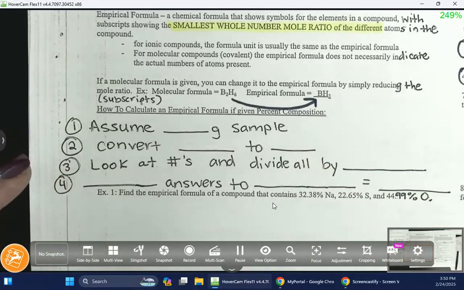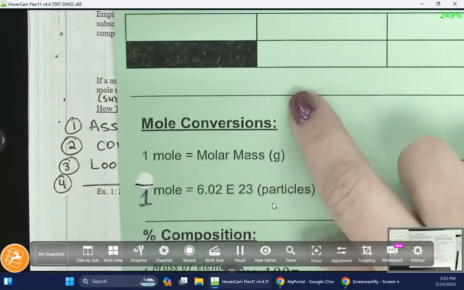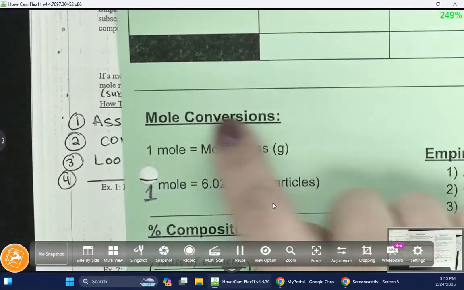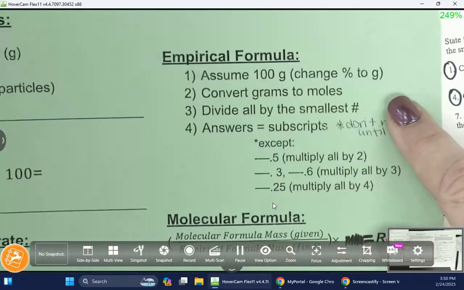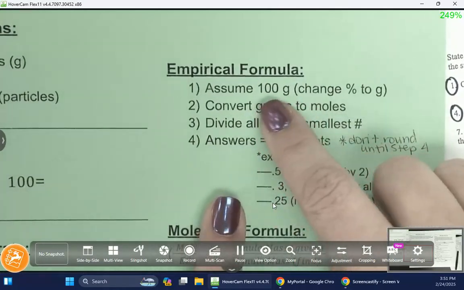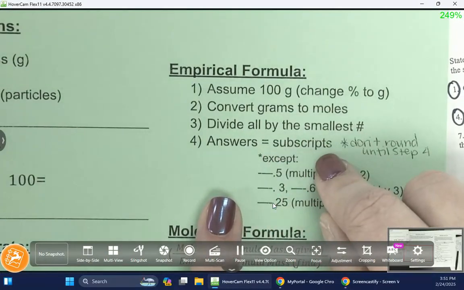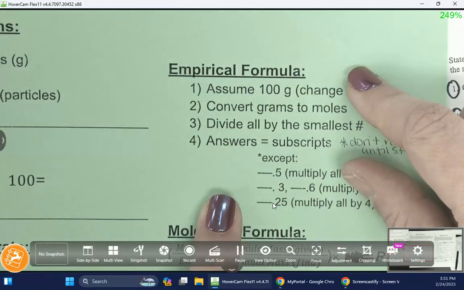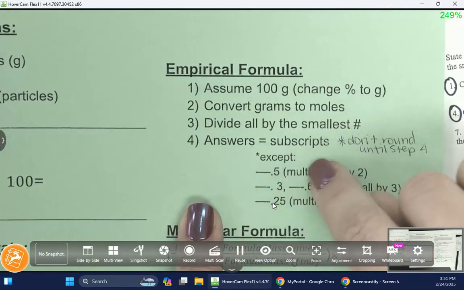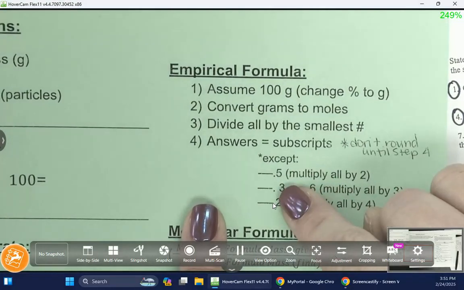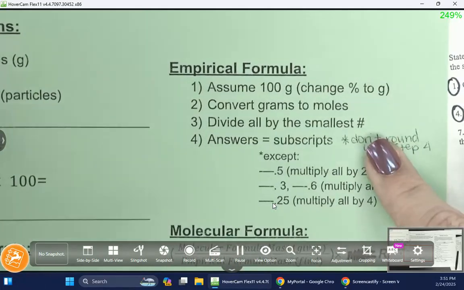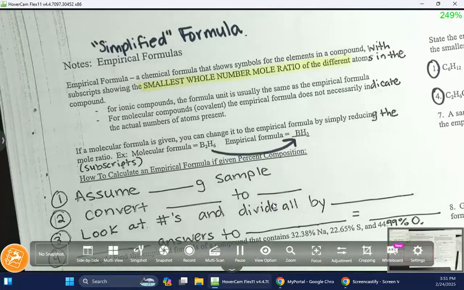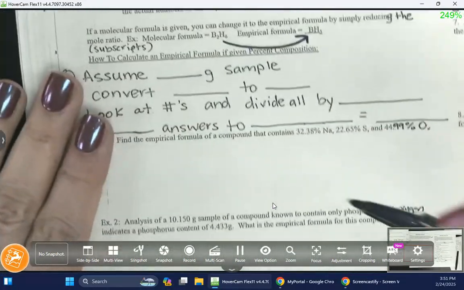So take a look at your green page real quick because I wanted to point out where you have some information on here. You have your mole conversions here that we've been working on. We're going to be using this one a lot today. But empirical formula is listed right here. For empirical formula, these are the steps that we're going to end up writing down, so I wanted to make sure that you knew you had this. And then you see this little exception. When we get to the question that has the exception, that's what we'll refer to. So, the steps to figure out an empirical formula.